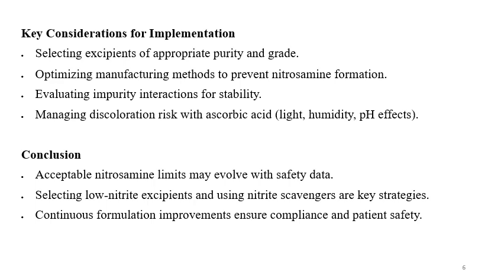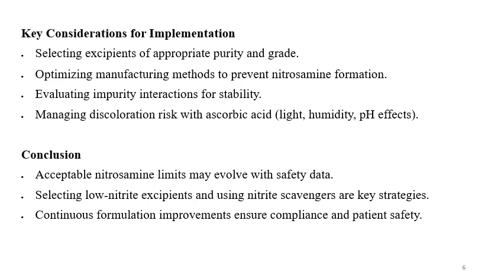So that risk we have to evaluate and mitigate. In conclusion, acceptable nitrosamine limits may evolve with safety data. Selecting low nitrite excipients and using nitrite scavengers are key strategies. If you know that the product or formulation is sensitive for nitrosamine and NDSRI formation, or for the risk of nitrosamine impurities, then you can select low nitrite grade excipients. You can have control on the manufacturing process and you can also use nitrite scavenging agents. Some antioxidants like propyl gallate can also reduce nitrosamine formation.